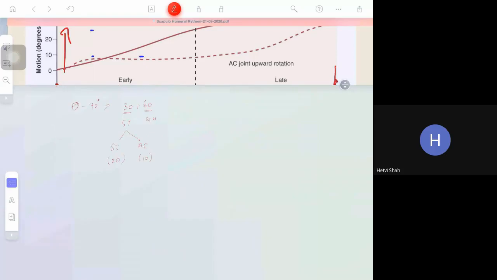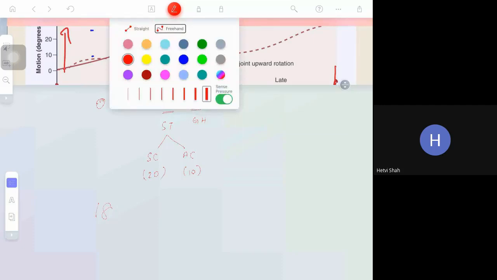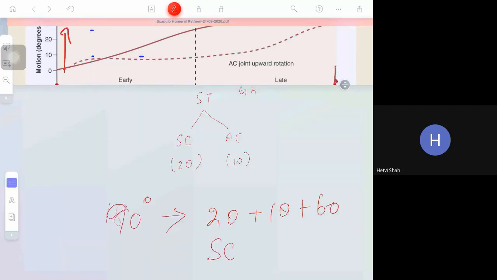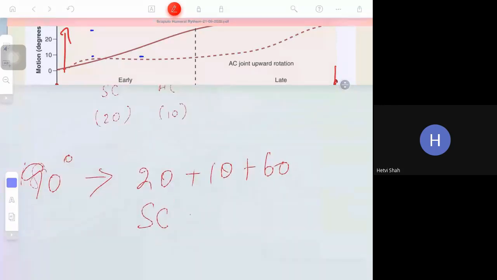Clear? So how will you write the concluding statement? For the first 90 degree range of motion, it is 20 plus 10 plus 60. That is sternoclavicular 20, acromioclavicular 10, glenohumeral 60. This is the beginning, the first 90 degrees.